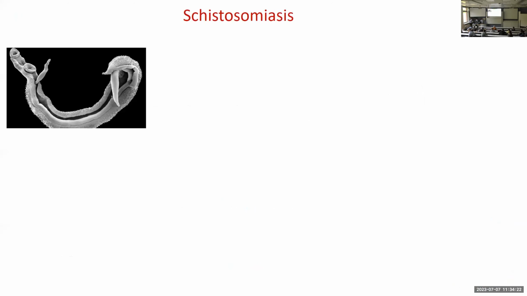So schistosomiasis is a parasitic disease that is affecting over 200 million people worldwide. There are some estimations that around 800 million people are at risk of schistosomiasis. So it's mostly people that live in areas where this disease is present.